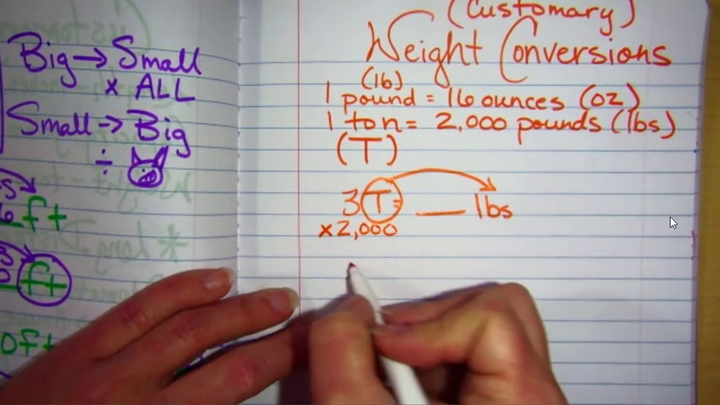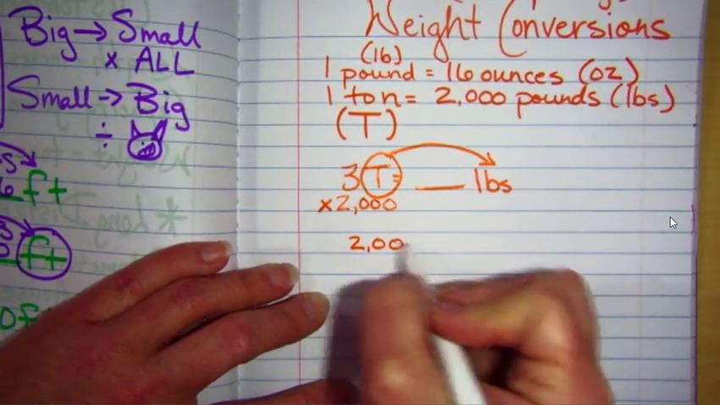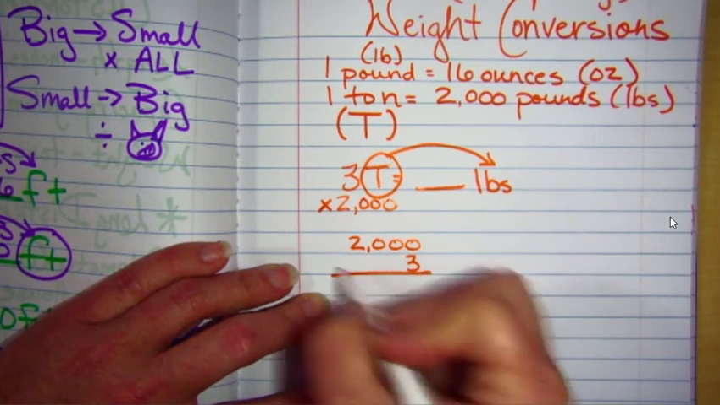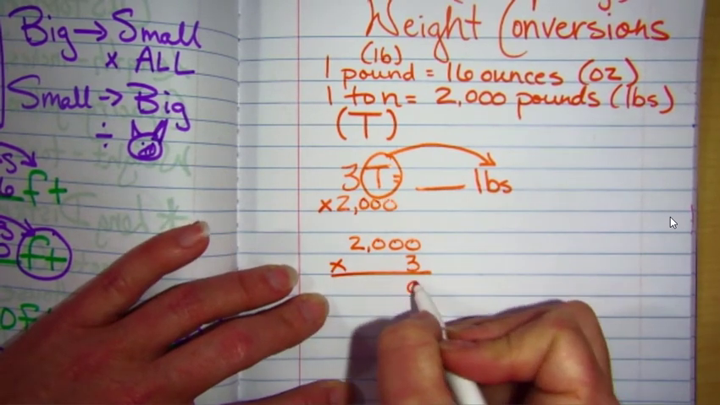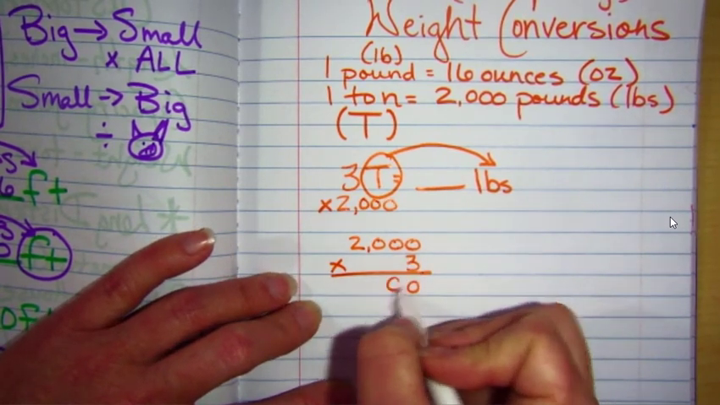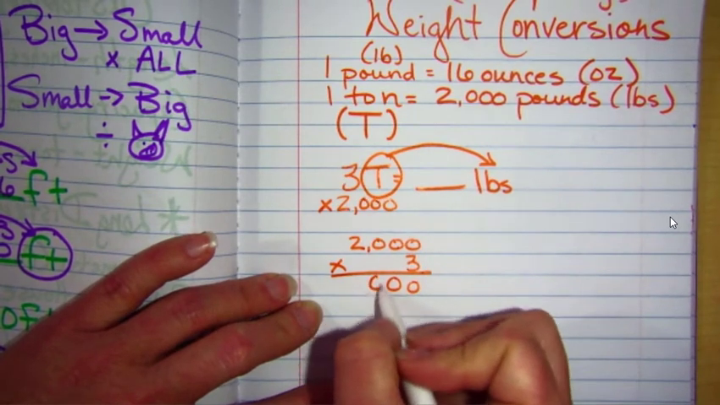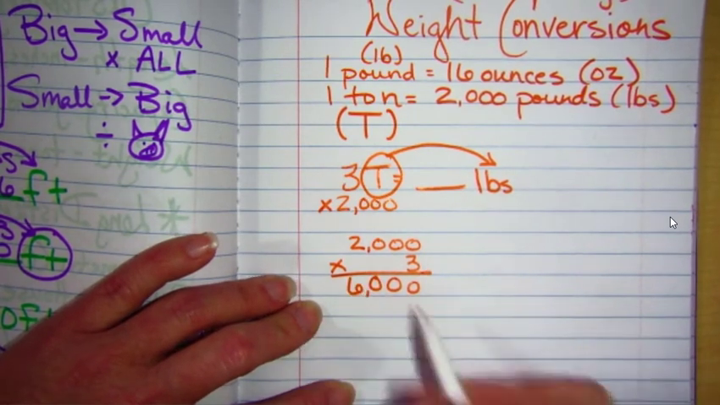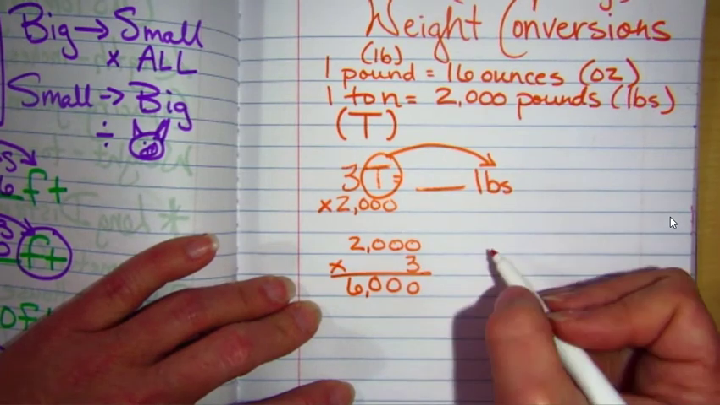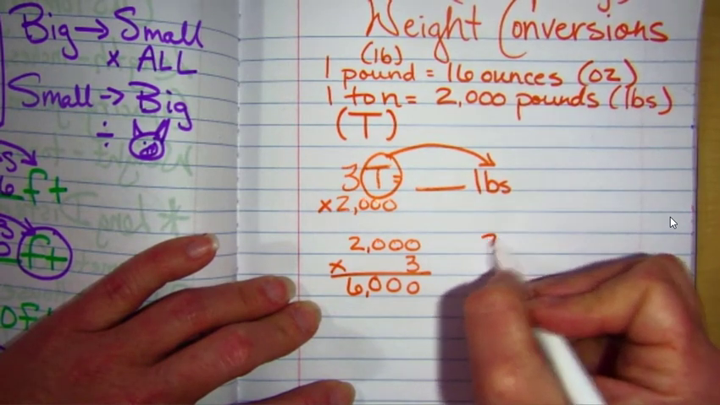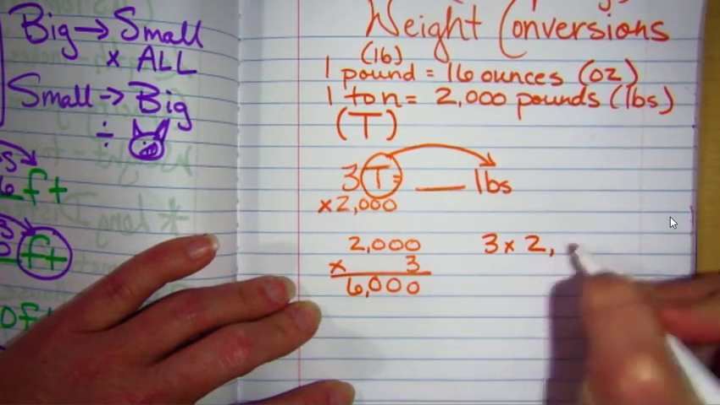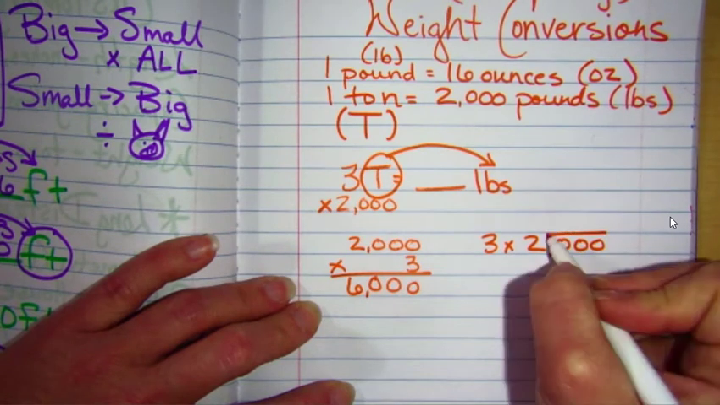Now, do we need to stack it up and write 2,000 times 3 and do 3 times 0 is 0, 3 times 0 is 0? Oh my goodness, the number of times I'm seeing kids do this. Will you get 6,000? Yes. But what did I tell you to do? 3 times 2 and then shift the zeros. Call UPS, put your zeros in a box.